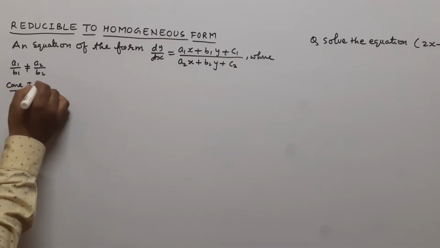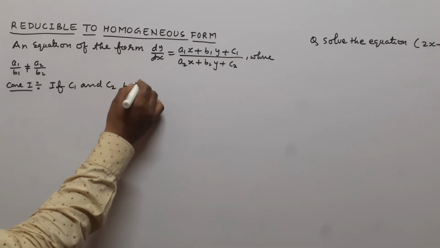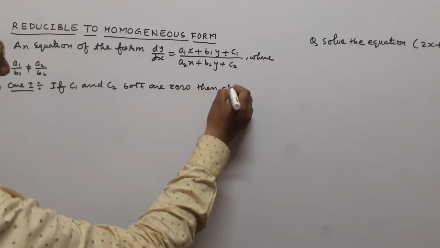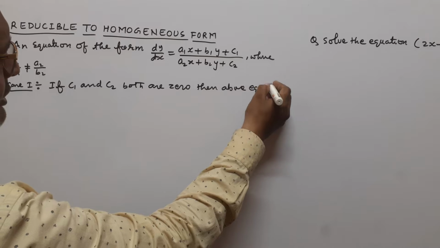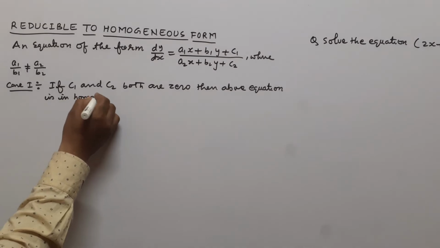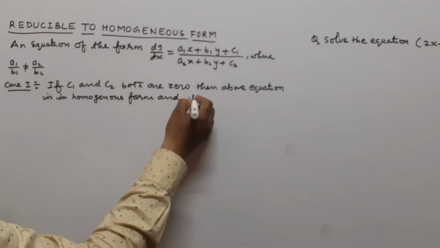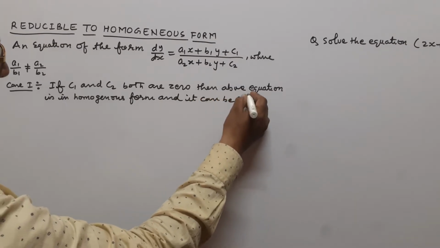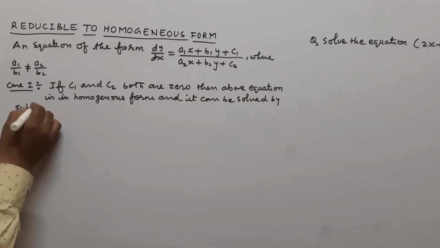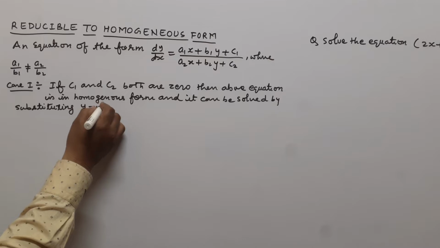There are two cases. Number one, if c1 and c2 both are 0, then the above equation is in homogeneous form, and it can be solved by substituting y is equal to vx.